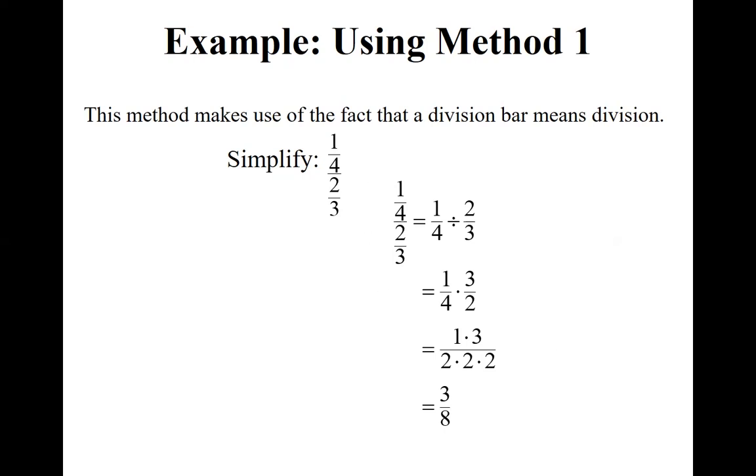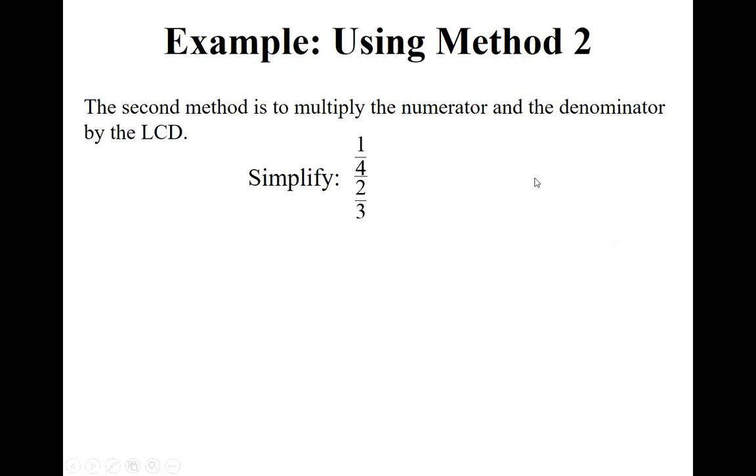Method 2 is to multiply the numerator and the denominator by the LCD. The LCD of what? Of 4 and 3. That's going to be 12. So if we multiply by 12 over 12, 12 times 1/4 is 3. 12 times 2/3 is 24/3, which is 8. So that gives us 3/8 as well.